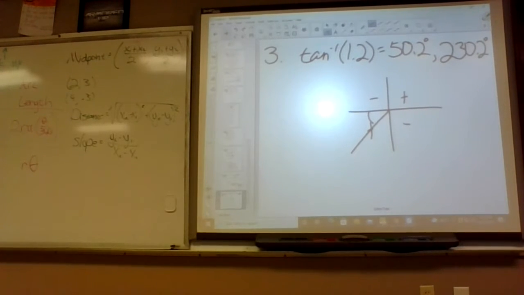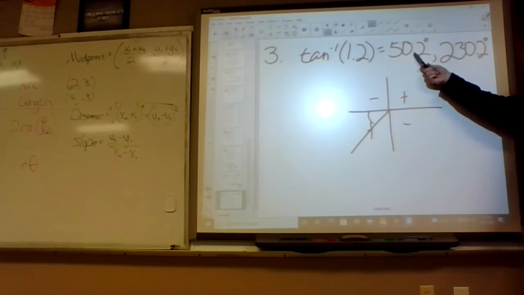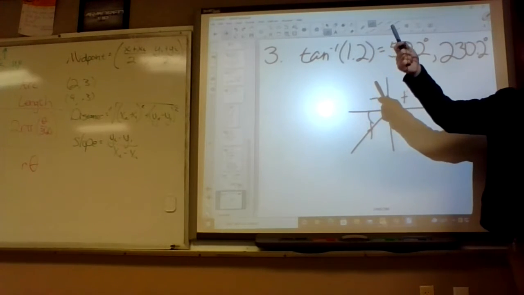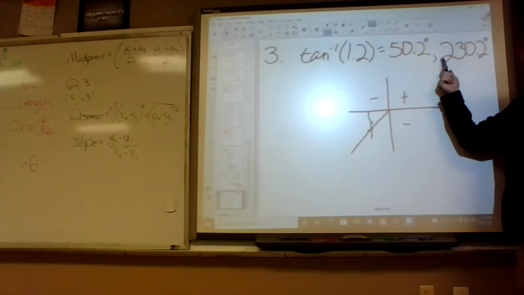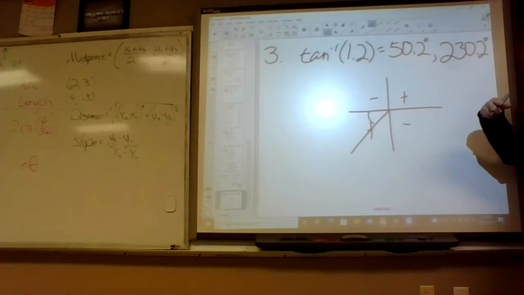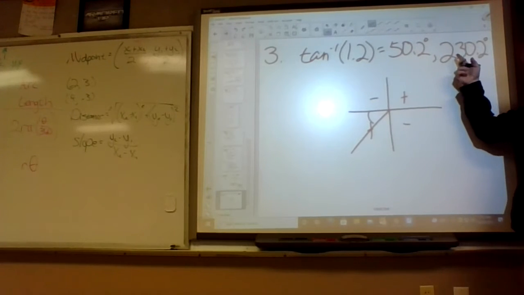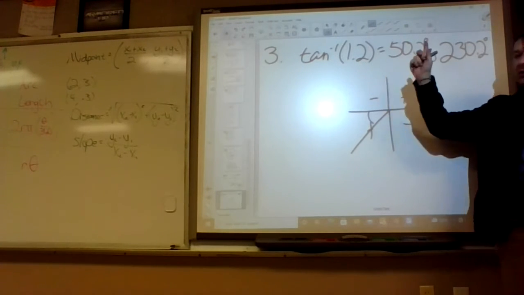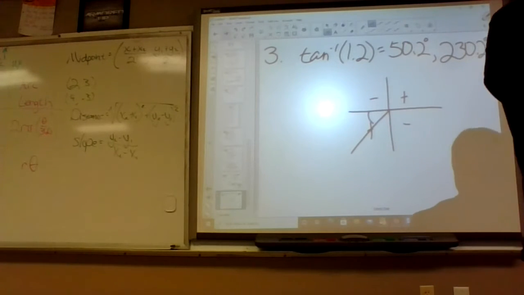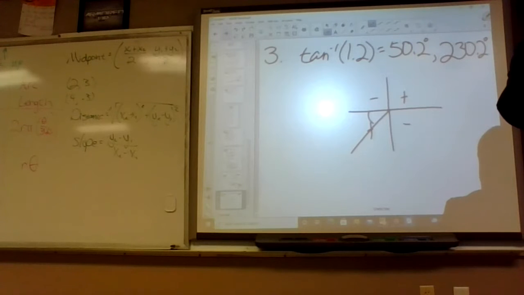Okay, so you guys understand what these two numbers mean? If you plug in tangent of 50.2, you should get that. If you plug in tangent of 230.2, you should get that. These are the only two possible outcomes between 0 and 360. If you added 360 to these, they would still give you that, but we're only going from 0 to 360. Wait, so those were our two answers? Yeah. Oh, if it's negative, okay.